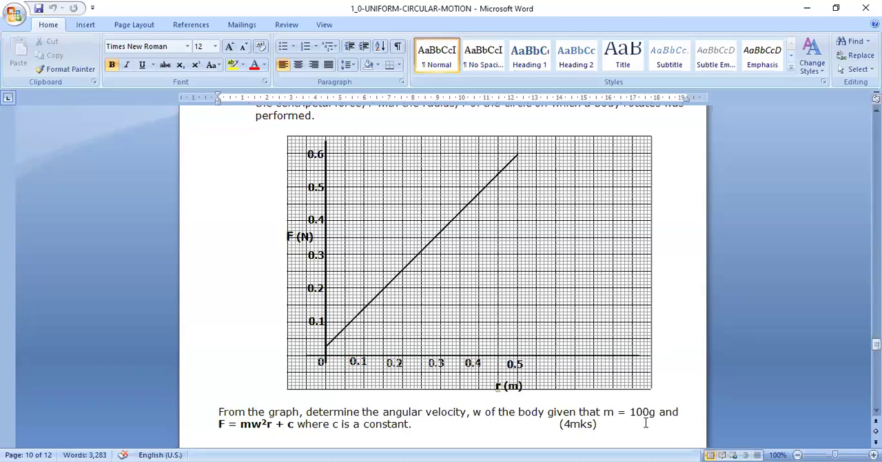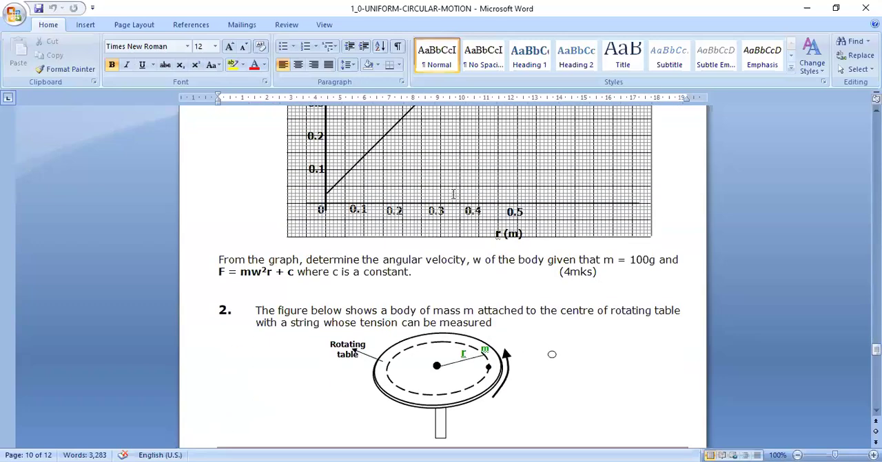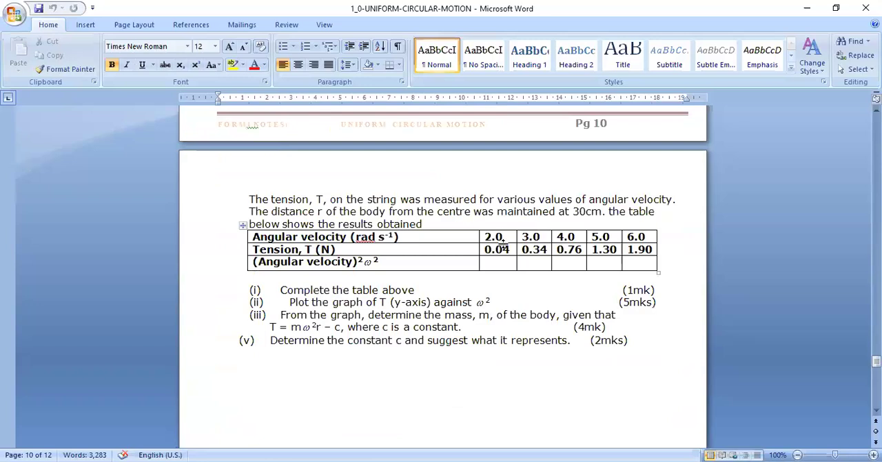Therefore, omega squared equals 11.67. So you square root 11.67 and we get the answer 3.416 radians per second. 3.416 radians per second. So this is how you can interpret a graph which has been drawn from uniform circular motion. Remember, you can also be given values to draw the graph and use the graph.